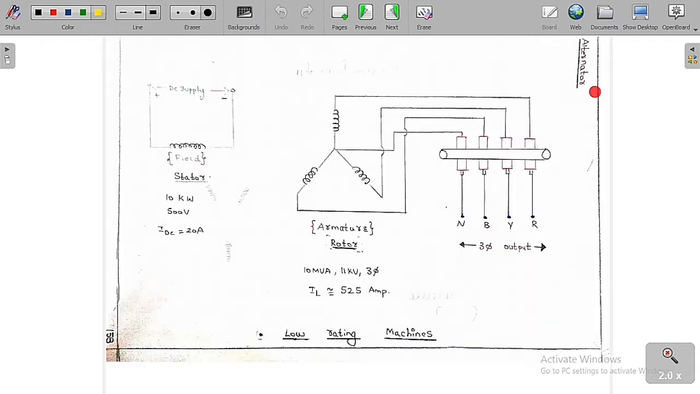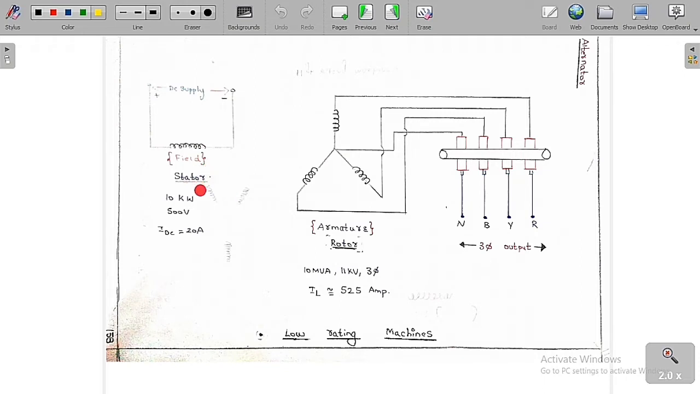So now I will discuss why we have to interchange the windings for higher ratings. Because you can see clearly for an alternator, or we can say AC generator, suppose I take a low rating machine. Suppose I consider a very low rating machine, I already told you field winding is always kept on the stator and the armature winding is always kept on the rotor for a low rating AC generator. Suppose this is a field winding.